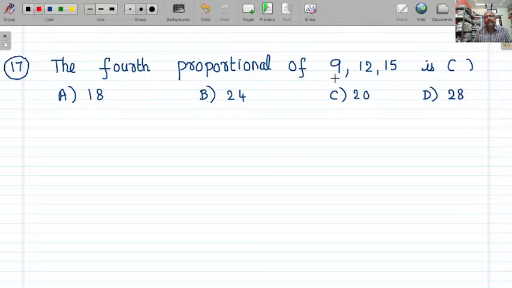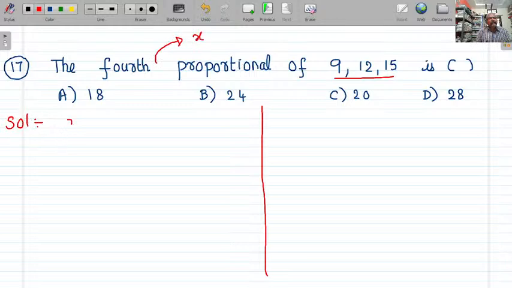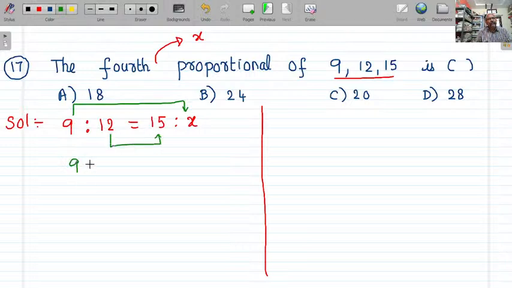So the fourth proportional of 9, 12, 15. First let us do the first method. Let us say the fourth proportional is x. That means 9 is to 12 is equal to 15 is to x. As per the concept of proportion, product of the extremes is equal to product of the means. So we have 9 into x is equal to 12 into 15. We need x. x is equal to 12 into 15 upon 9. That means divided by 9.